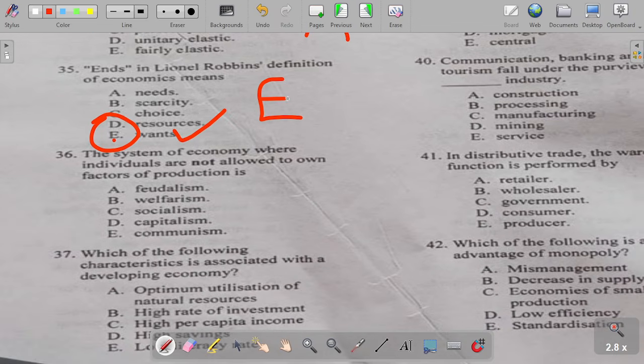Number 36. The system of economics where individuals are not allowed to own factors of production. You're talking about the communists in Russia, China. Communism. It's a bad system of economics. Don't encourage or practice it.